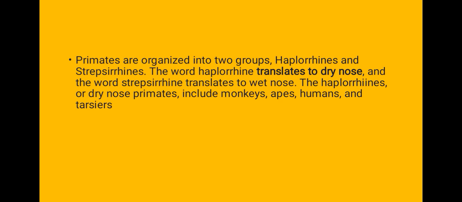Primates are organized into two groups, haplorhines and strepsirrhines. The word haplorhine translates to dry nose and the word strepsirrhine translates to wet nose. The haplorhines, or dry-nosed primates, include monkeys, apes, humans, and tarsiers.